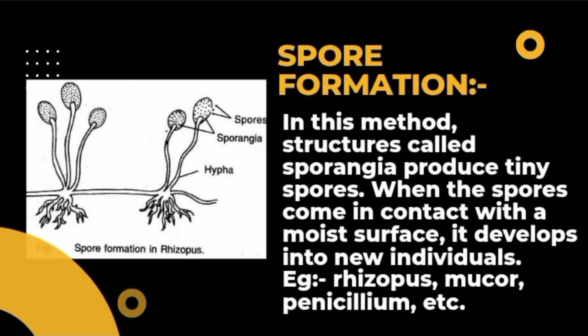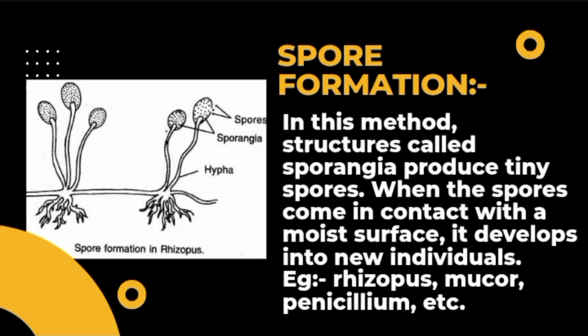And the next one is spore formation. So in this method, structures called sporangia produce tiny spores. When these spores come in contact with a moist surface, they develop into new individuals. Example, rhizopus, mucor, penicillium, etc. So here you can see the spore formation in rhizopus.